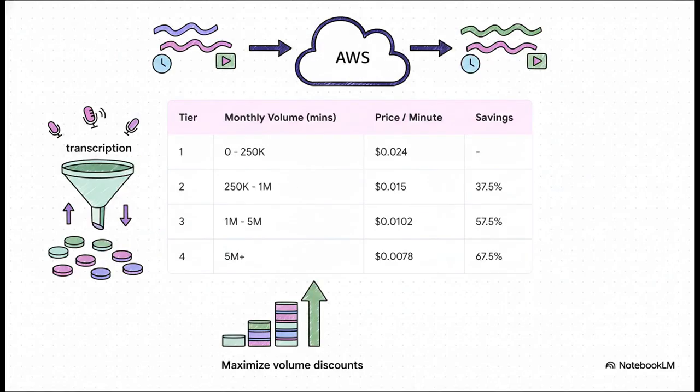But like with a lot of AWS services, the more you use, the cheaper it gets per minute. They have a tiered pricing model. And here's the really key part. They combine your usage for both batch and streaming jobs to figure out your tier. So if you look at the numbers, at the highest tier, you're saving almost 70%. This is why, as an architect, you should always be thinking about consolidating all your company's transcription work into one account. You'll hit those cheaper tiers way faster.